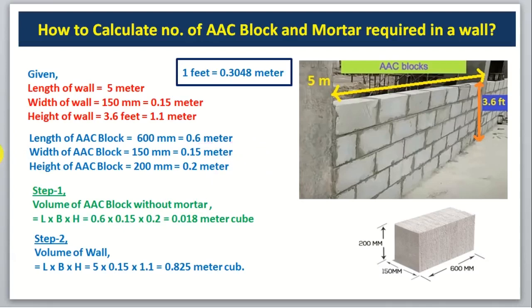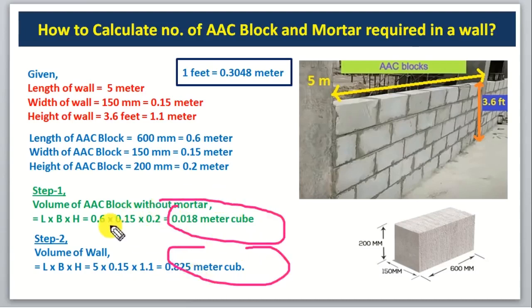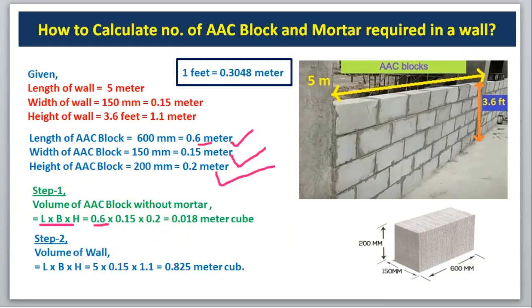Okay, after that, in the second step we have to calculate the volume of the wall. In the first step we found the volume of the block, and in the second step we calculate the volume of the wall. Again the volume of the wall will be L into B into H. L is 5 meter, width is 0.15 meter, and height is 1.1 meter, and after calculating we will get 0.825 meter cube. If you have a copy and pen, please note this value and this value, the volume of the AAC block and the volume of the wall. Now let us move toward step number 3.